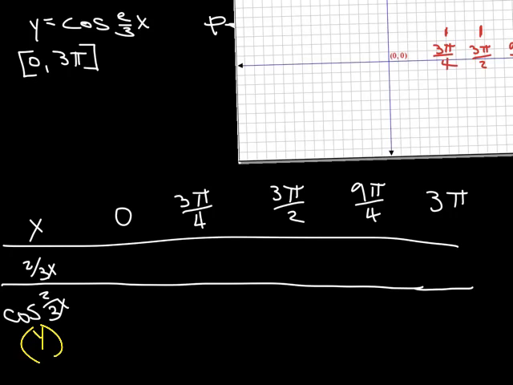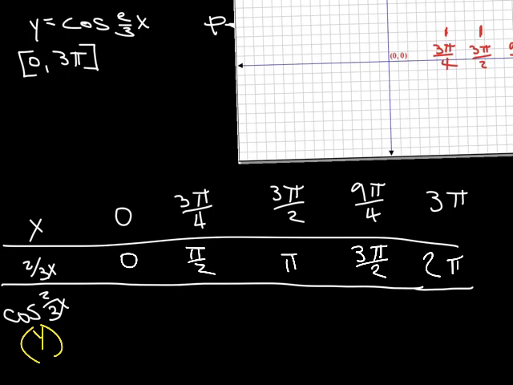So first step, I'm going to find out what 2/3 x is. In order to do that, I take my x times 2/3, and I get a 0. I take my x, which is this, times 2/3, and I get pi over 2. Then I take this times 2/3, and I get pi. And then I take this times 2/3, and I get 3 pi over 2. And then I take this times 2/3 and get 2 pi.